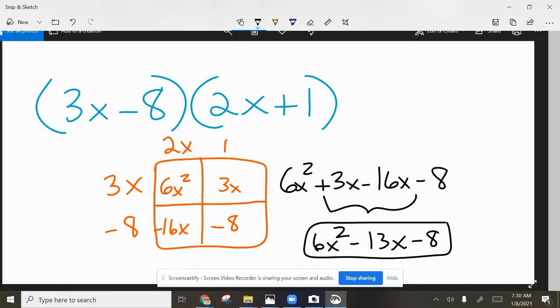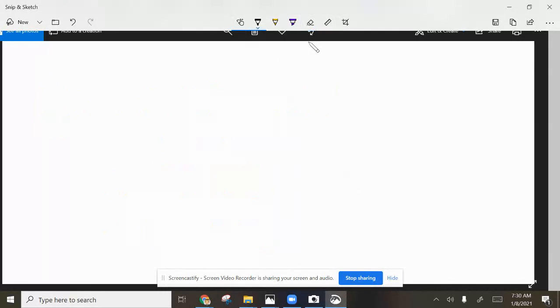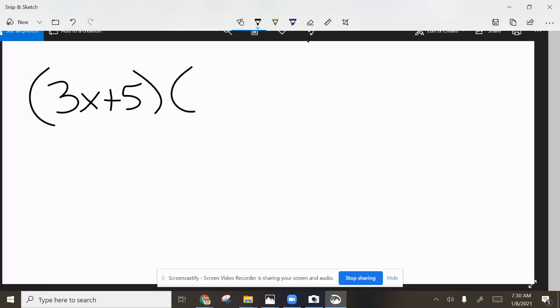Not too tough, but now let's go into something a little more challenging. So when you have to deal with a binomial times a binomial, I feel pretty comfortable you guys can handle that. Now, what happens if it's a binomial times a trinomial? Okay, those times are going to happen. They could give you any kind of term here. 3x plus 5, and now look what I'm going to do. 2x squared plus 4x minus 3.